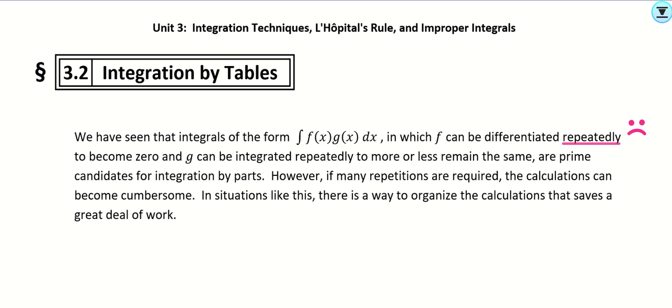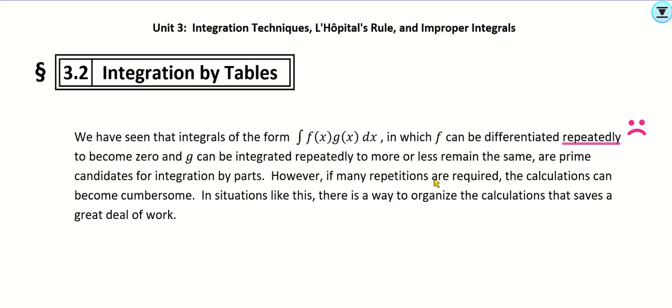So 3.2 is called integration by tables. The notes start out by saying this. We have seen that in integrals of the form integral of f of x, g of x dx, in which f can be differentiated potentially repeatedly to become 0 and g can be integrated repeatedly to more or less remain the same, are prime candidates for integration by parts.